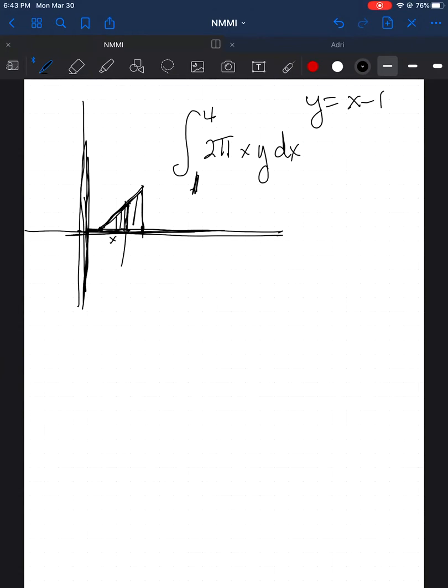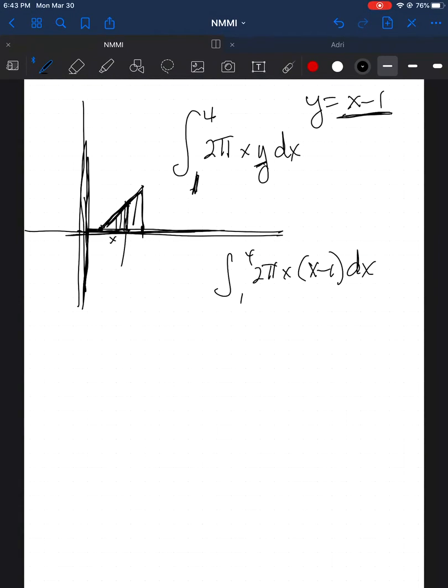And we can't have x's and y's and dx's in one integral, so we're going to substitute this for y. So if you want to put that in the original integral, that's fine with me, but that's where it comes from, because it's the height of this shell that's coming around. So we have the integral from 1 to 4, 2 pi x times x minus 1 dx.